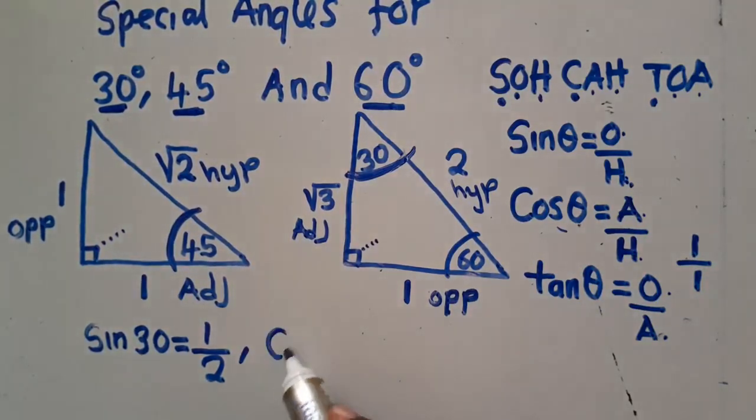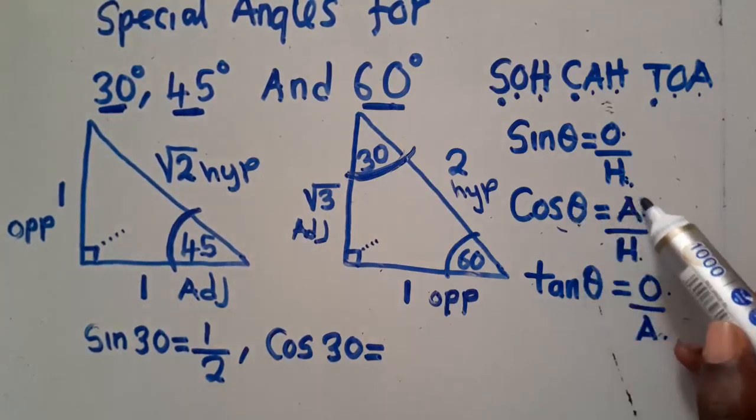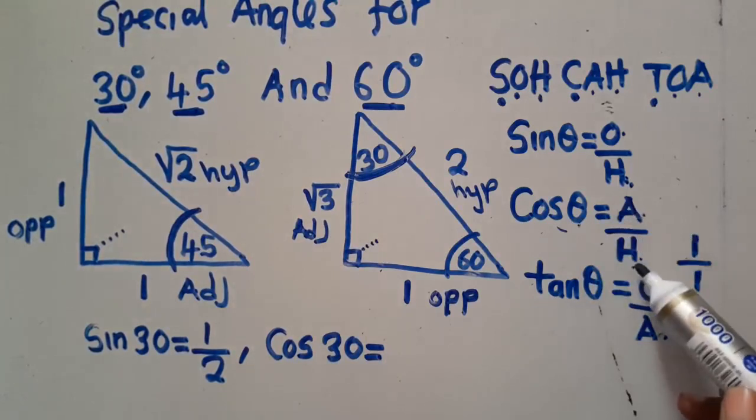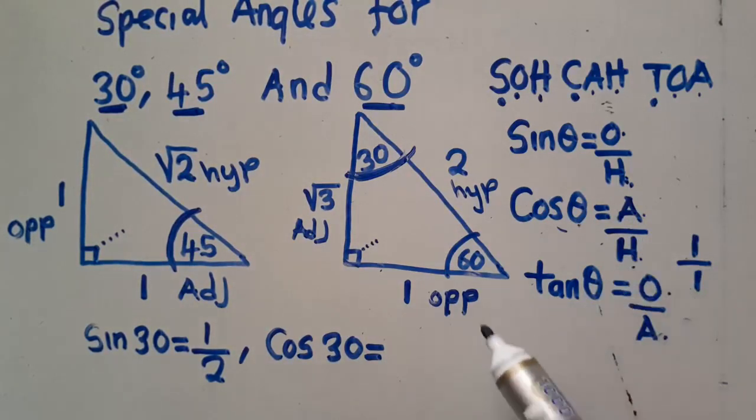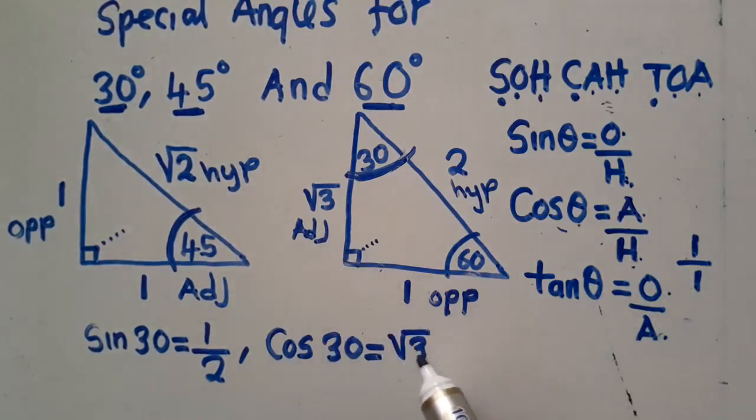I move to cos. I will say cos 30. So I'm still on the 30. What is my cos 30? Cos is adjacent over hypotenuse. What is my adjacent? Adjacent is root 3 there. Root 3 over what? Hypotenuse, which is 2. This is how I get to find it. So cos 30 is root 3 over 2.